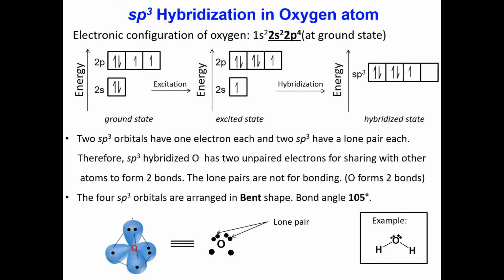So you have the lone pairs and then the 2 electrons. The 2 sp3 orbitals have 1 electron each, and 2 sp3 orbitals have a lone pair each. Thus, the sp3 hybridized oxygen has 2 unpaired electrons for sharing with other atoms to form 2 bonds. These lone pairs are not for bonding. Okay, so you have lone pairs and then you have 2 electrons in your sp3 orbitals. And what kind of shape is it? It will be a bent shape. It's like a V shape. Okay, as seen from here, it's like a V shape. And the bond angle is 105 degrees.